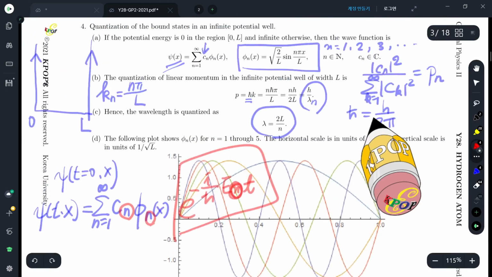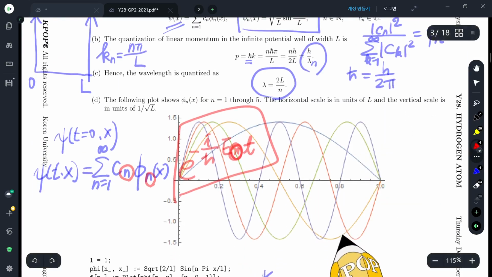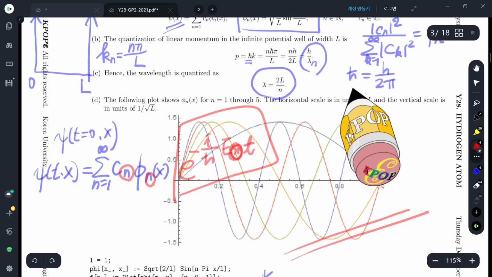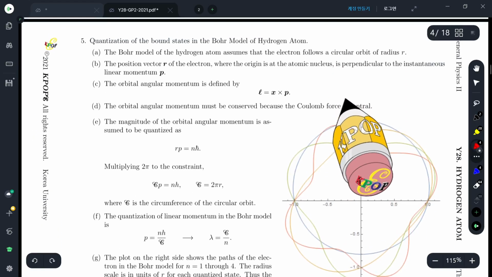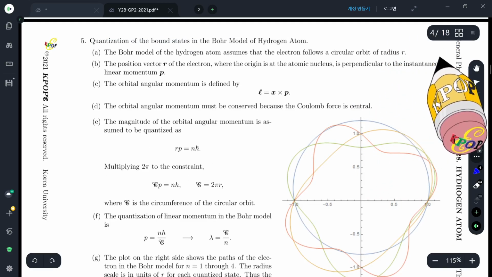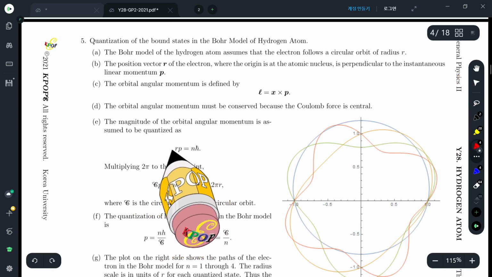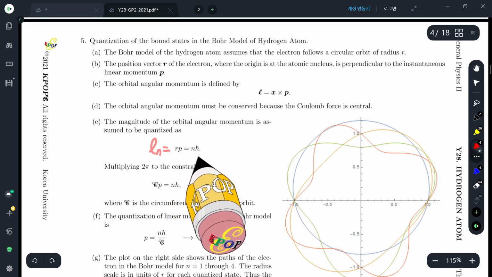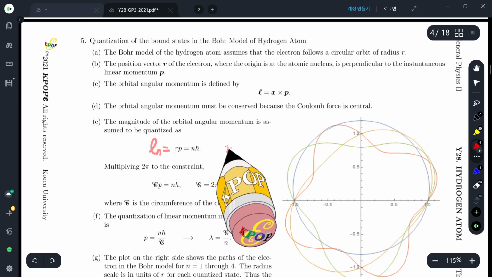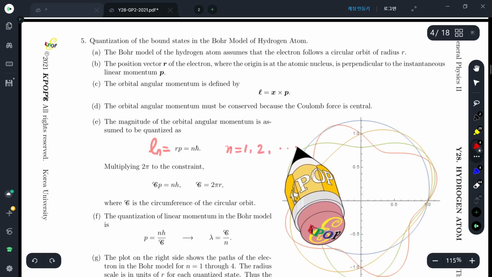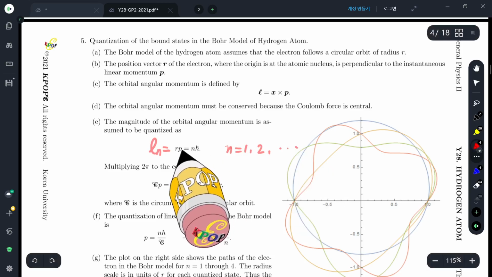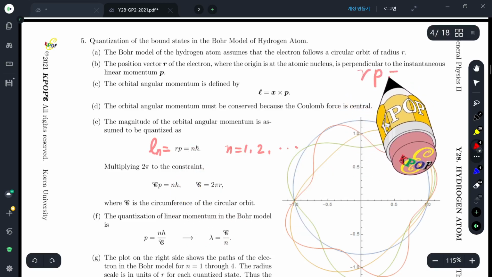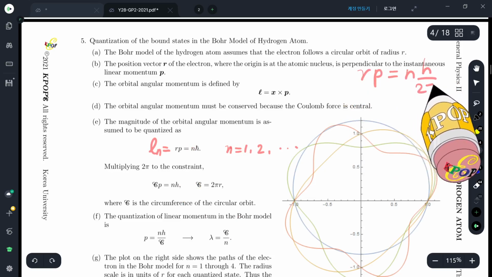We compare this quantization for the infinite potential well case and the Bohr model. In the Bohr model, the angular momentum of the nth quantum state is Rp, that is n h bar, and n runs from 1 to infinity. We multiply by 2 pi. Then 2 pi Rp equals nh.